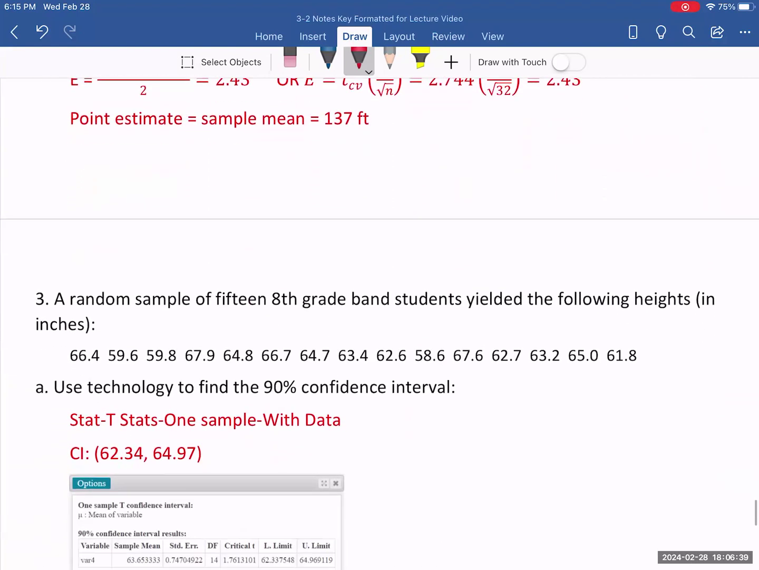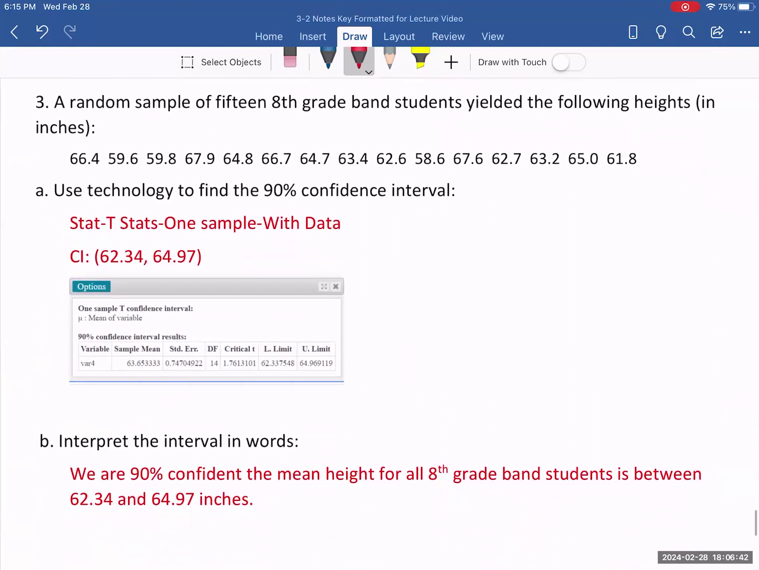Okay, good. So let's look at this question, where instead of being given summary statistics, I just have a list of data. I can also do this in StatCrunch. I could go to summary stats and find the sample mean for this data, the sample standard deviation, and the sample size. We could use summary stats, but it's a little more efficient if instead of using t-stats one sample with summary, I go to t-stats one sample with data. So that's what that list of data was in StatCrunch for.